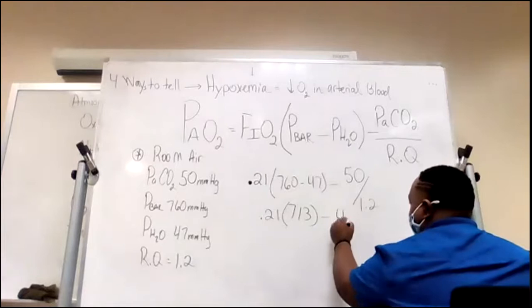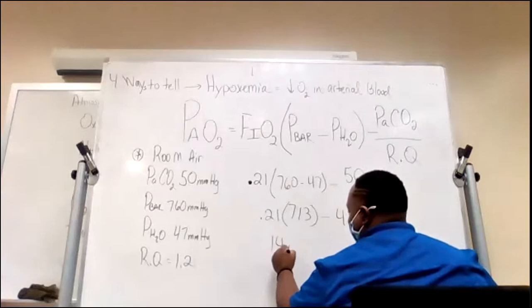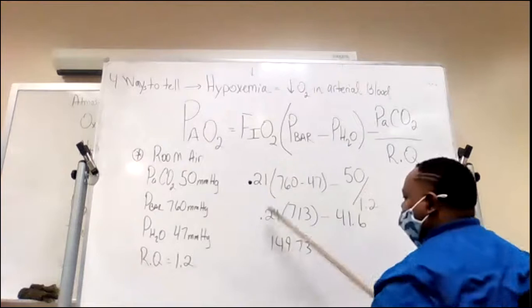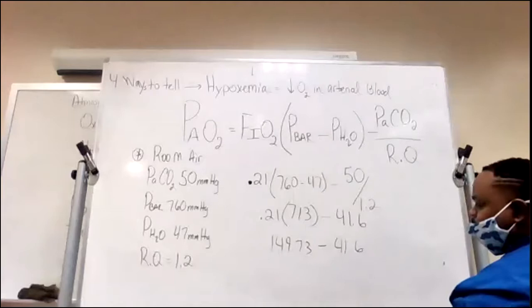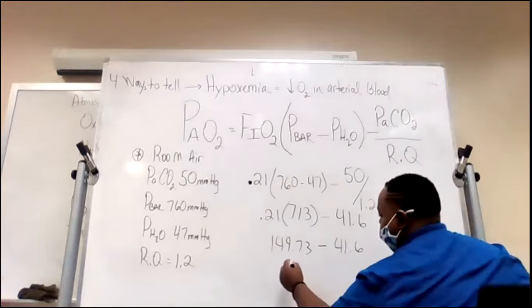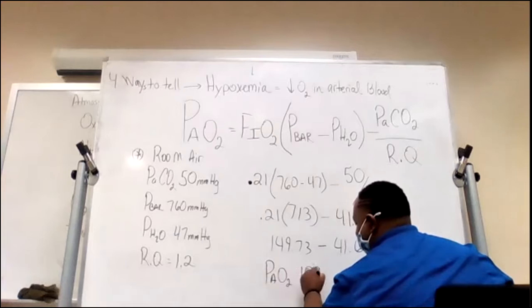This right here we know is 149.73. When we multiply that, minus 41.6. 149.73 minus 41.6 is what? Big A O2 of 108 millimeters of mercury.